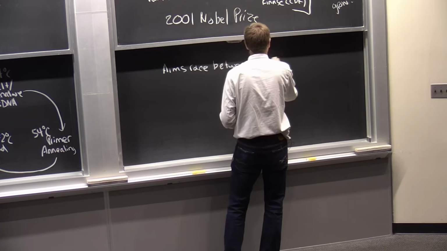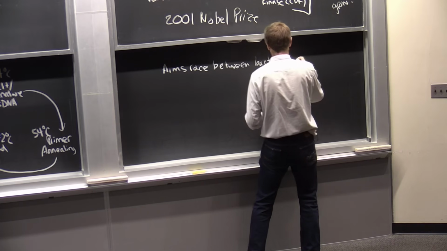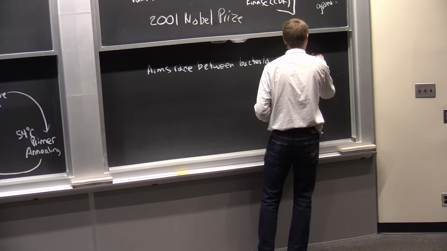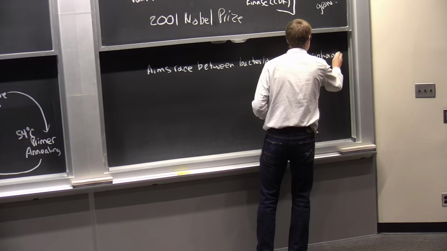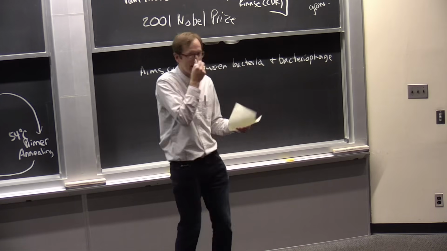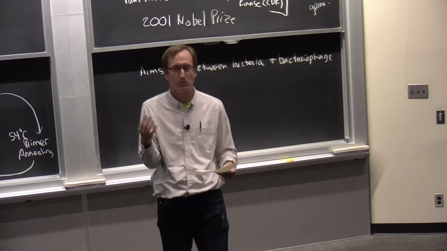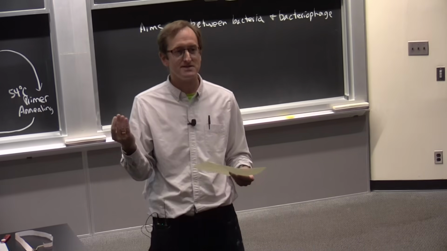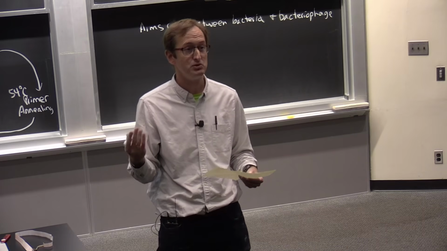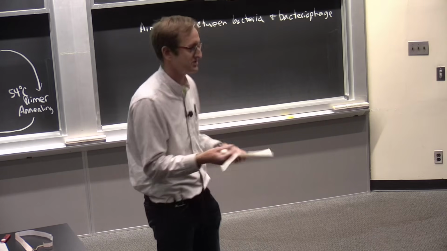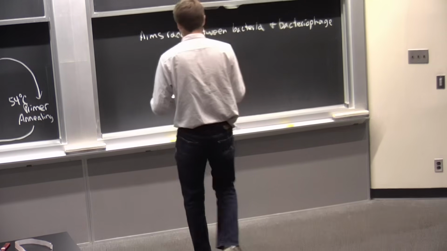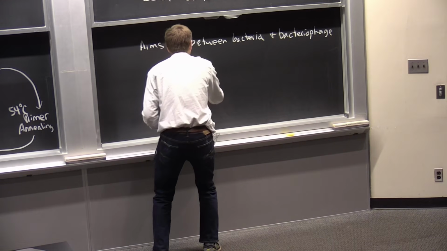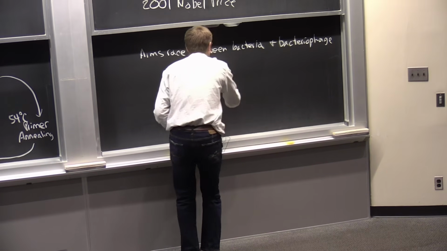So this is an arms race between bacteria and their vicious predators, bacteriophage. What CRISPR is, where these enzymes and the system evolved from, is a form of an adaptive immune system for bacteria, which is pretty wild in and of itself. So CRISPR is an adaptive immune system for bacteria.